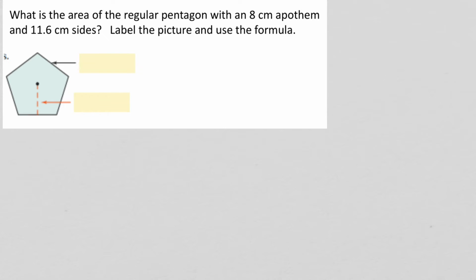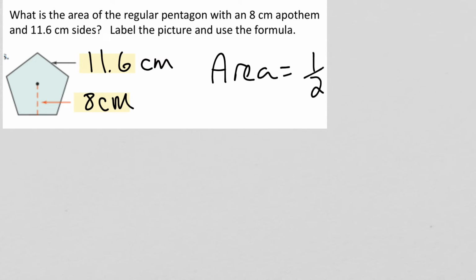Okay, so let's take a look at this example here. What is the area of this pentagon with an 8 centimeter apothem? So this is 8 centimeters, this red dotted line. The sides going around are 11.6 centimeters. Now we're going to use the formula for that area, which is 1/2 times the apothem times the perimeter.